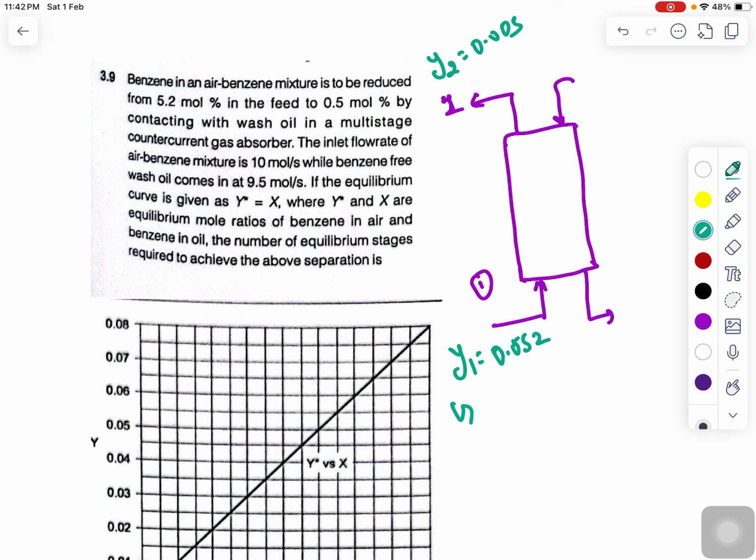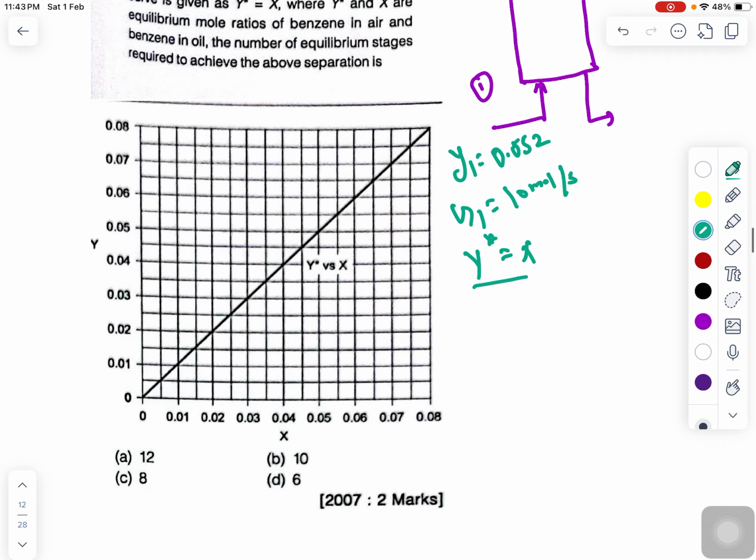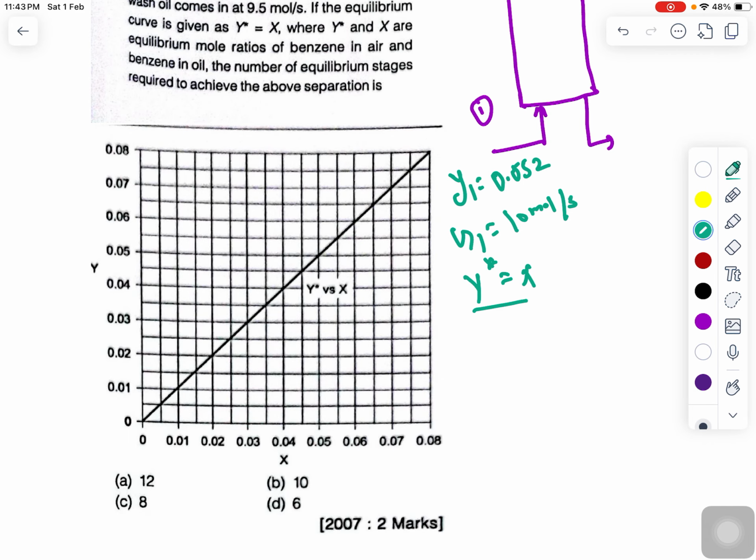So here you can see that G1, I can say, is 10 mole per second, and the benzene free wash oil, here you can say that Ls, that is benzene free wash oil, solute free, so that is 9.5 mole per second. Okay, so this is how you have to write the data from the questions in this way. And the equilibrium line equation is given as y star is equal to x, and from the graph also you can see. And here you are supposed to calculate the number of equilibrium stages required to achieve the above conversion.